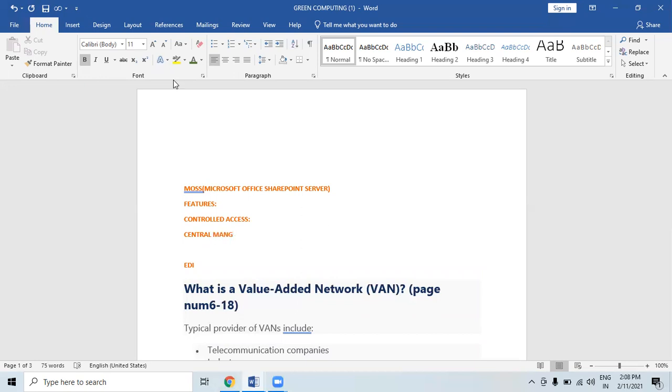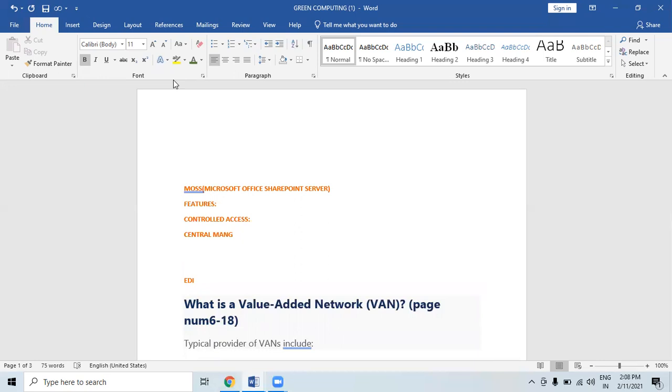Second is central management. I'll write it like this, central management here. MOSS allows storing and managing all the documents in one centralized location. In a centralized location we can store any data, all data. So locating documents becomes easier. If you store in a centralized location and want the data again, you will easily get it because it is located in the centralized location.